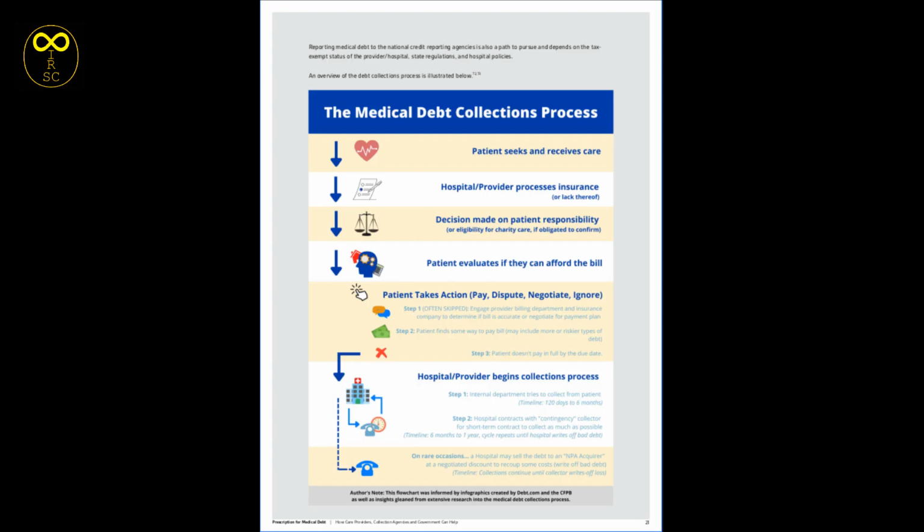This is a simple debt collection flowchart with the underlying steps including the patient seeking care, providers processing insurance based on status, determining the patient's responsibility, evaluation on the patient's part whether they could afford the bill or not, then the patient acts by paying, disputing, negotiating, or ignoring the bill. And finally the provider begins the collection processes.